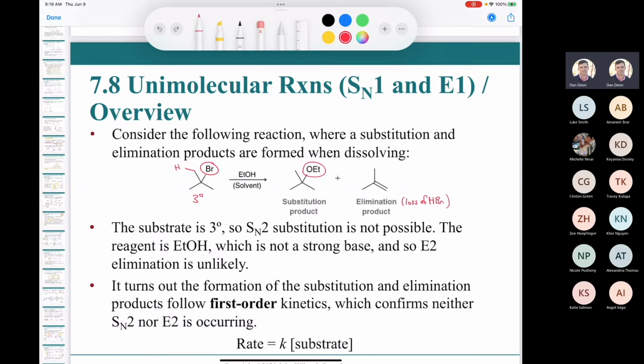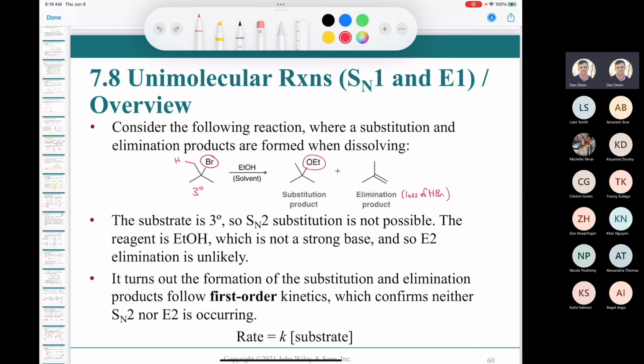And it turns out that the formation of the substitution and the elimination products both follow first order kinetics. Remember SN2 and E2, those followed second order, but now these reactions follow first order, and that confirms that neither SN2 nor E2 is occurring. And if we write the rate law for this reaction, right here, it's that rate is equal to the rate constant multiplied by the concentration of the substrate only. So we only have to look at the concentration of the substrate. That's it. First order kinetics.